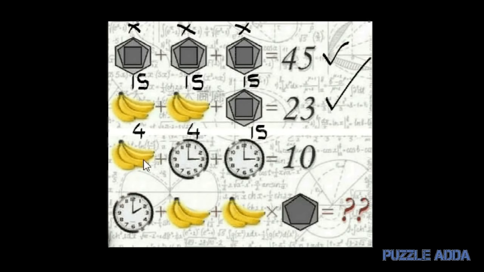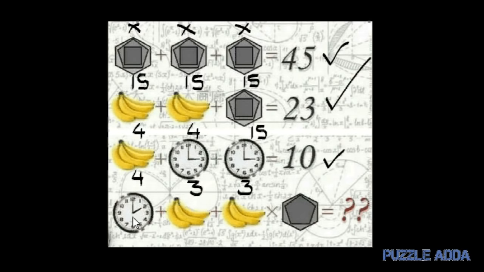After that, in the third equation, we have four bananas, so we take it as four. Now we have two clocks, and the short hand of this clock is pointing to three, and the short hand of this clock is also pointing to three. So the short hand represents the number we take, so it is three. So 4 plus 3 is 7, 7 plus 3 is 10. So this equation is also solved.